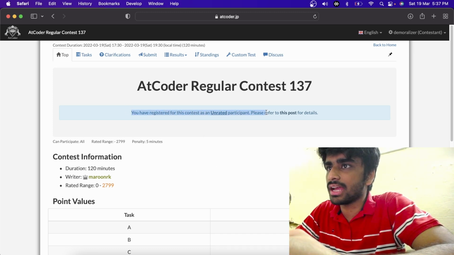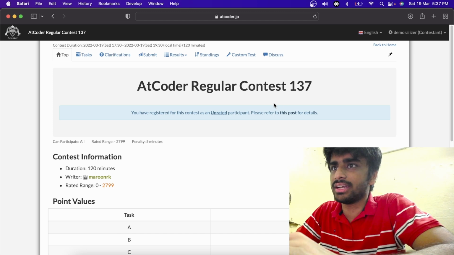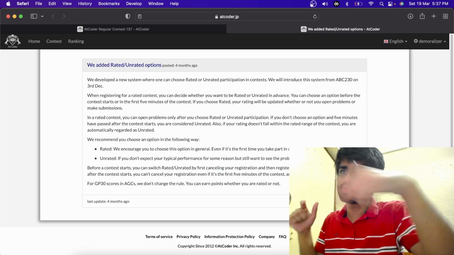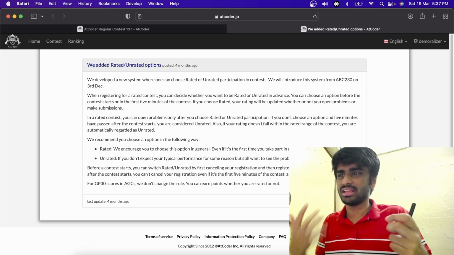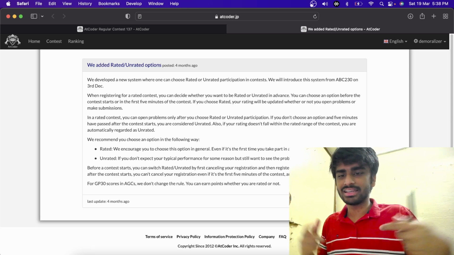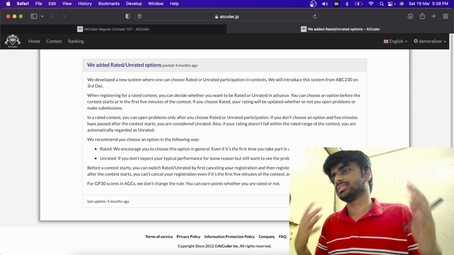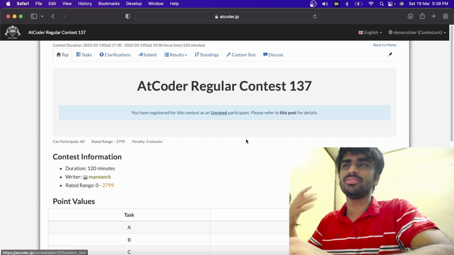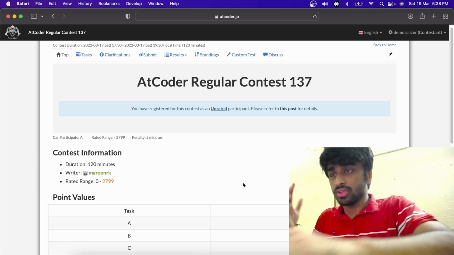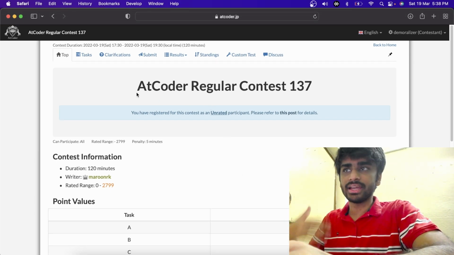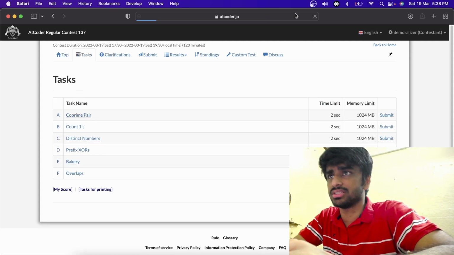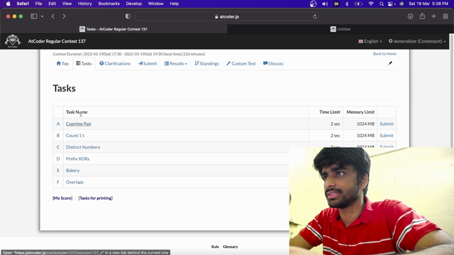And there's a good thing that I have registered as an unrated participant. So I've seen this post. We can choose our participation to be unrated, and then our rating won't be affected, and that's really great for me because I'm not participating with full dedication. I'm just explaining the solutions while I'm participating, so I'm wasting a lot of time. Because of that, it's really great that my rating won't be affected by this. So yeah, let's start. The first one is Coprime Pair.